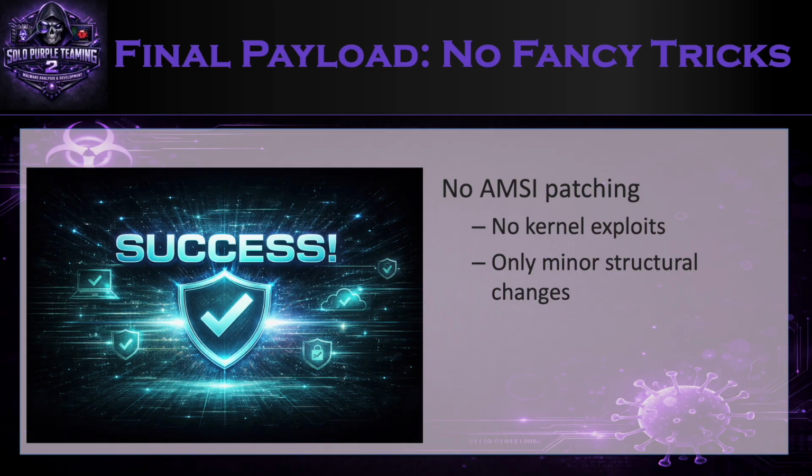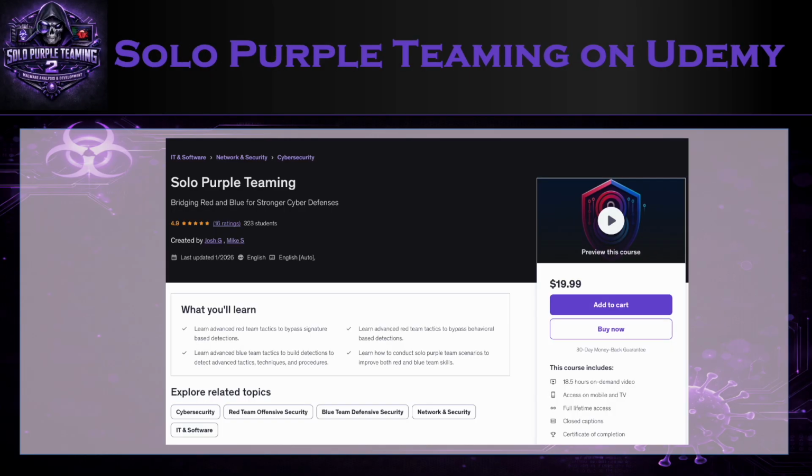Success. So we've walked through what brittle detections are. We're able to demonstrate how AMSI is signature-based and brittle, so it's pretty trivial to bypass. We didn't use any type of AMSI patching or any type of kernel exploits. We just made minor variations. And we also bypassed Defender, just making a minor variation by using base 64 encoding.